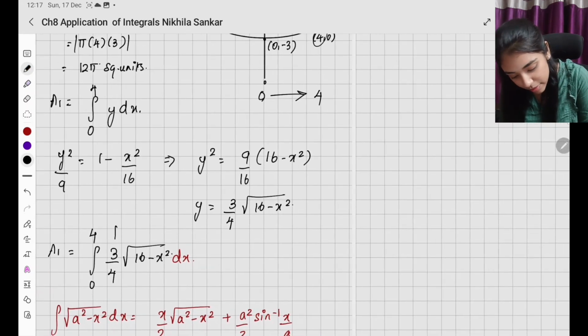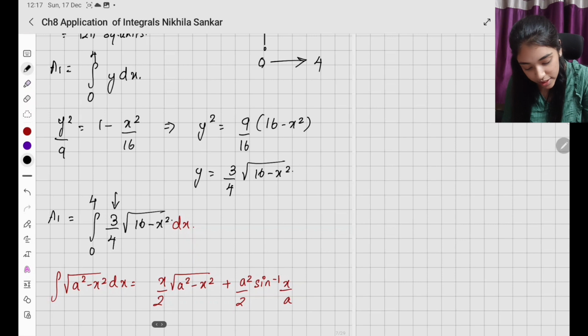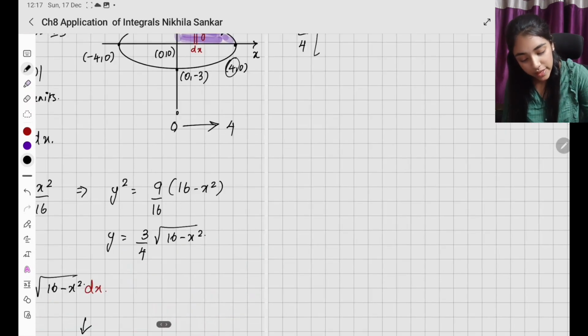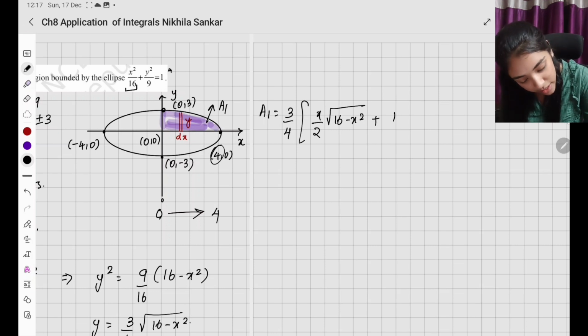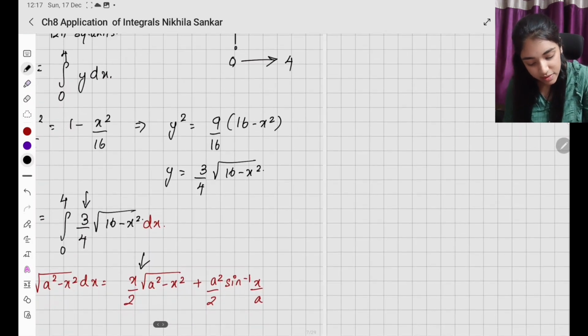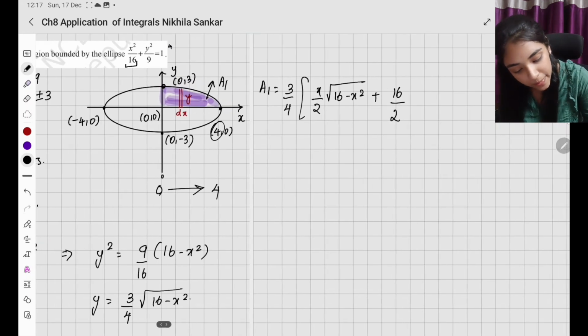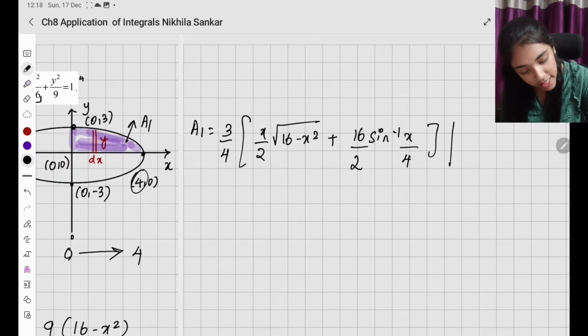Here, 3 by 4 is a constant. I can take that out. So, I have A1 equals 3 by 4. I'm going to open a bracket. According to the formula, it is going to be x by 2 square root of a square minus x square. So, it is going to be x by 2 square root of 16 minus x square plus a square divided by 2, which is going to be 16 divided by 2, sine inverse of x by a. So, sine inverse of x divided by a, where a is going to be 4, since a square is 16. This I have to integrate as a definite integral from 0 to 4.